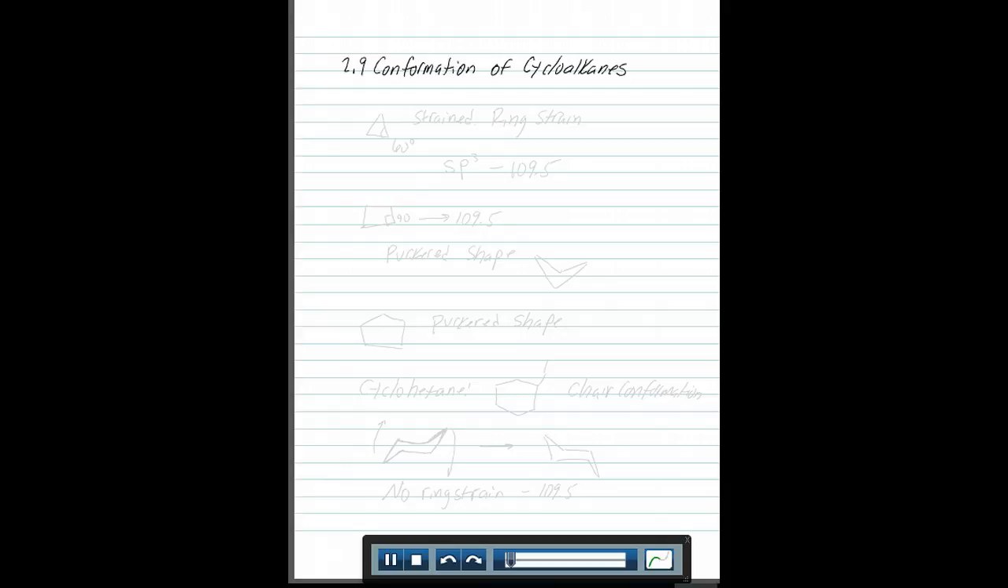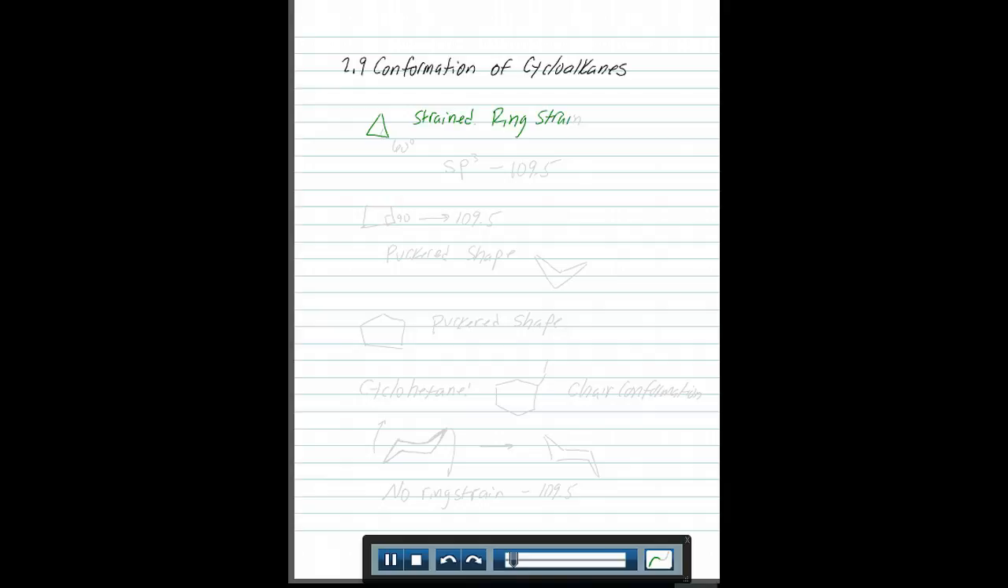All right, just how we just talked about conformation of alkanes, straight chain alkanes, we're also going to talk about conformation of cycloalkanes. So 2.9 is going to start talking more about how cycloalkanes actually exist. I want to start with a few of the cycloalkanes, particularly cyclopropane. Cyclopropane is a very strained molecule.